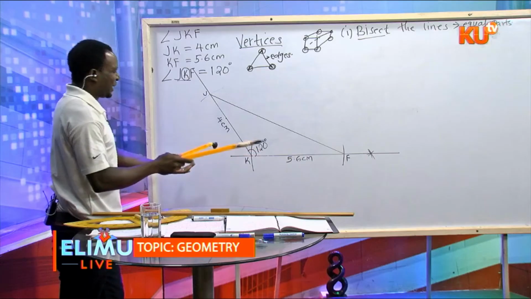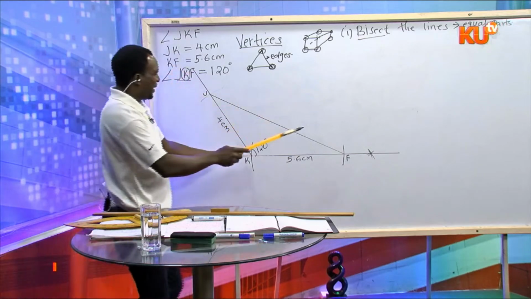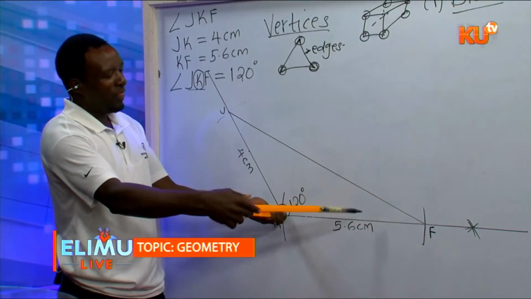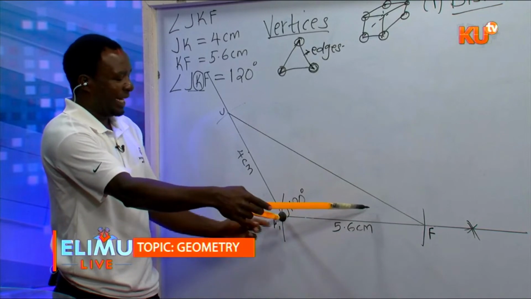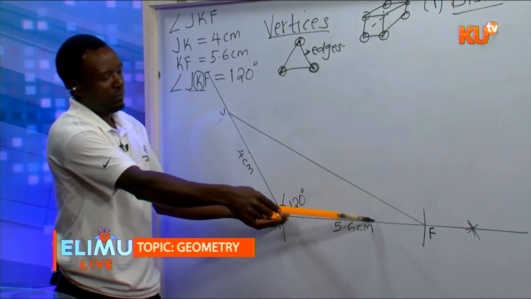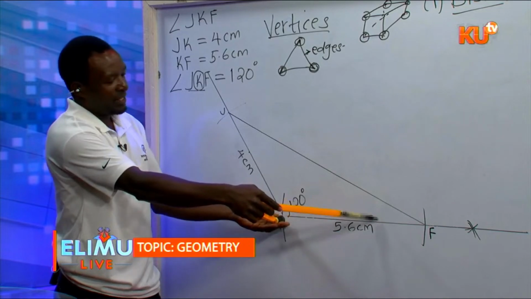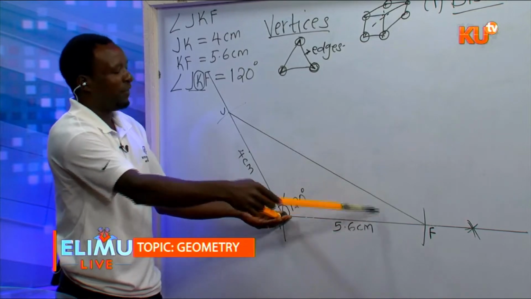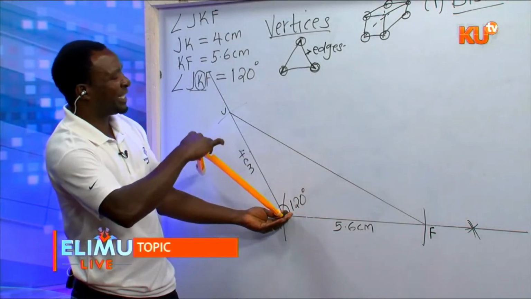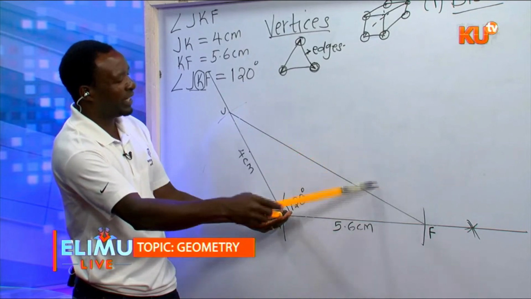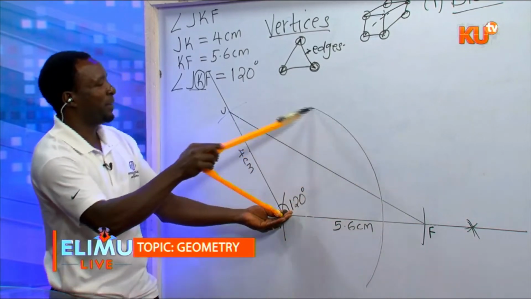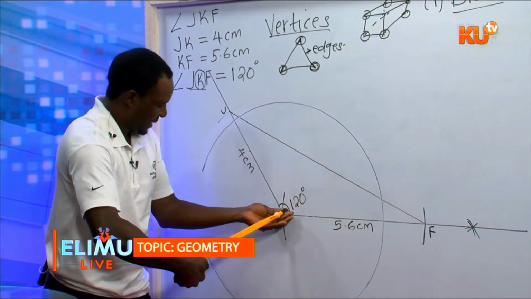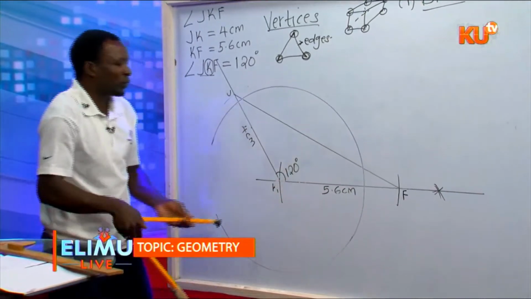This one is very easy. Take your compass, place it where you have K. Take more than half of line KF. More than a half. You don't have to use a ruler to measure. Just use your eyes and see where we have more than a half. Draw a very big arc, not a semicircle, it's more than a quadrant. Draw it like that.